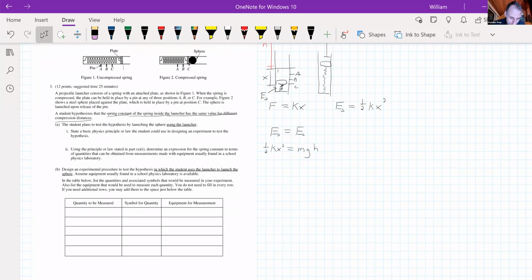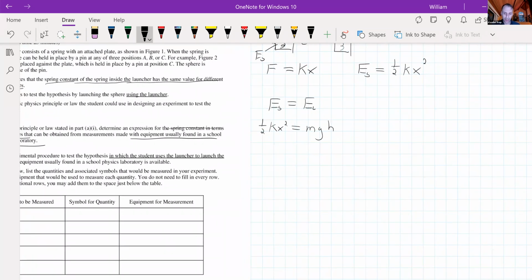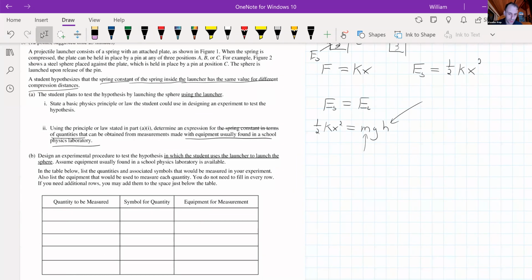And so, determine an expression for the spring constant in terms of quantities that can be obtained from measurements made with equipment usually found in a school physics laboratory. So you can measure height with meter sticks, you can measure mass with a scale, et cetera, right? And you can measure this with a meter stick, or maybe more accurately, a millimeter stick or a centimeter ruler, whatever. So determine an expression for the spring constant in terms of that.